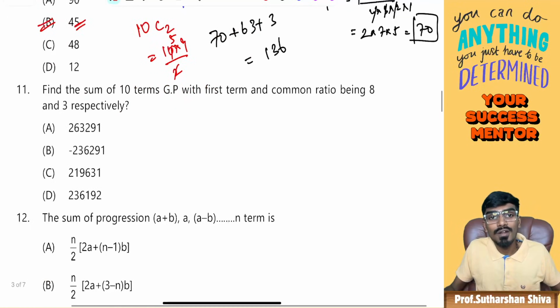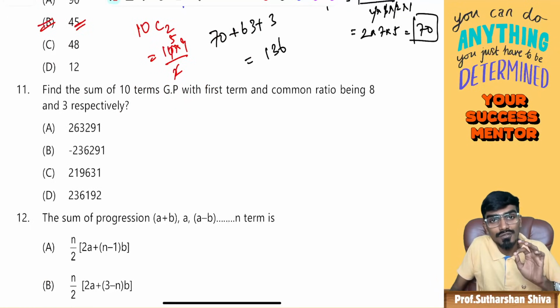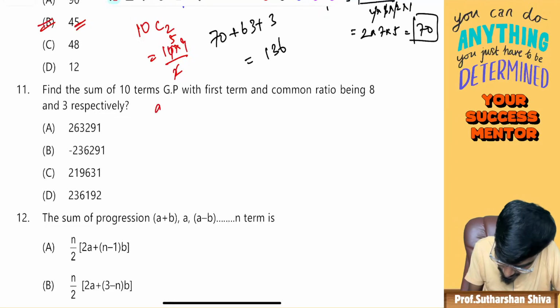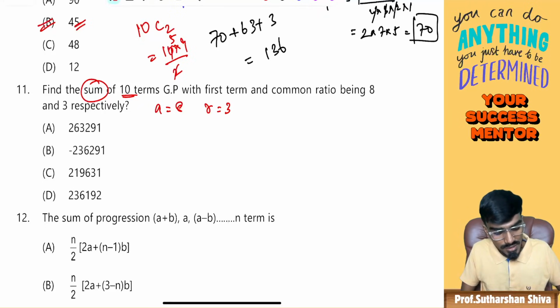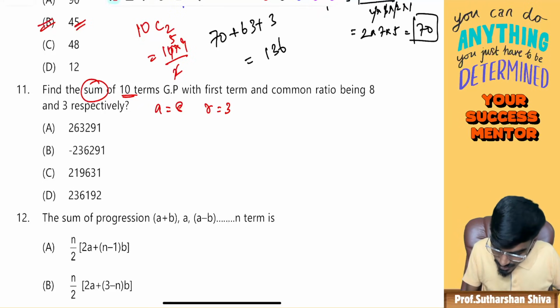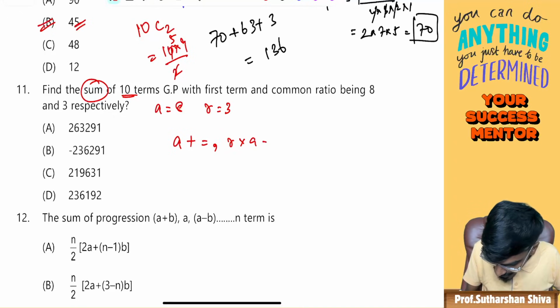Find the sum of 10 terms of a GP with the first term and the common ratio being 8 and 3. First term A is equal to 8, common ratio R is equal to 3. As they have given the sum of 10 terms, we have a shortcut for this. What is the shortcut for this? The calculator trick is A plus equal to.